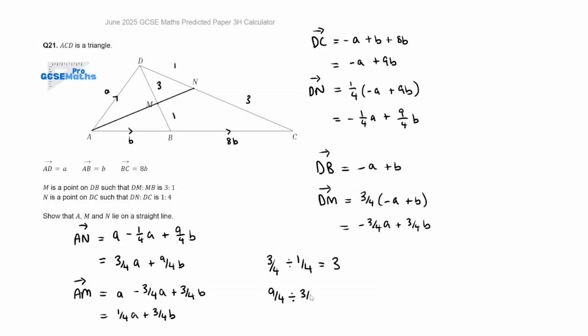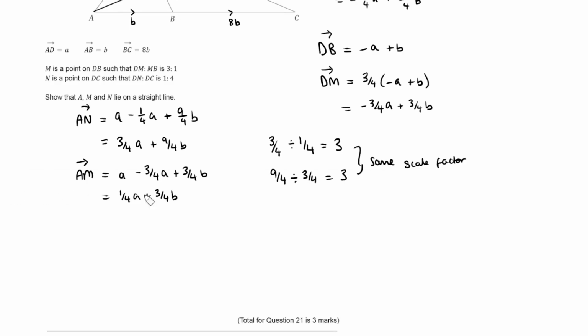9/4 divided by 3/4 is also 3, because they have the same scale factor, they're multiples. AN, we're saying, is 3 times as big as AM. So you can write that down. You can write down AN is 3 times as big as AM if you want.